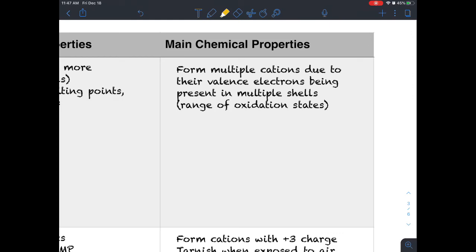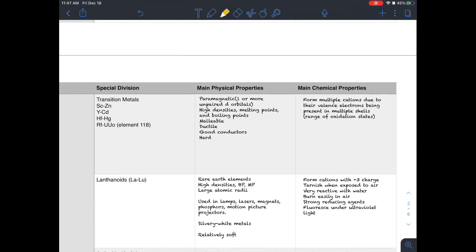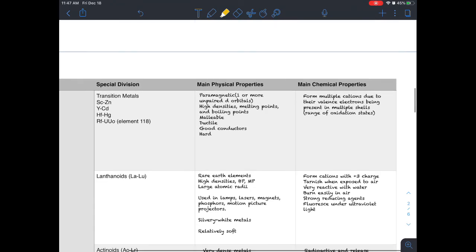As soon as you remove the S shell, we go down to the next level, and then we're removing from the D block in that level. Those are some of the big things for those transition metals.